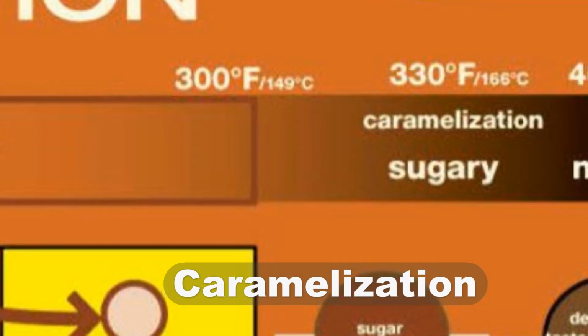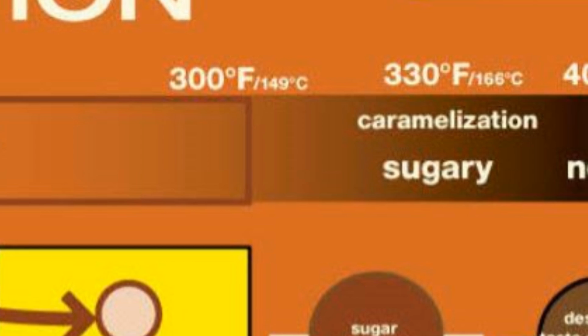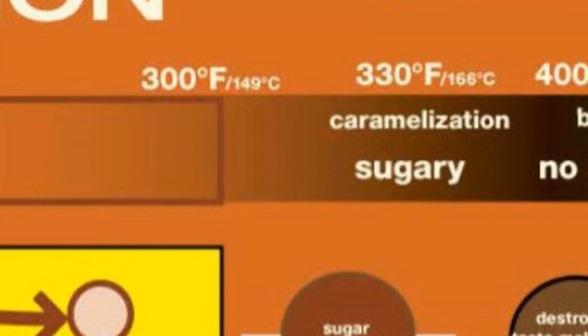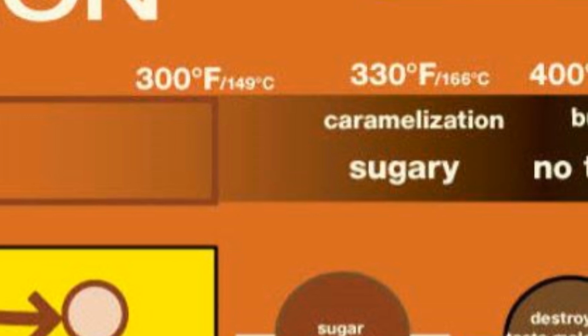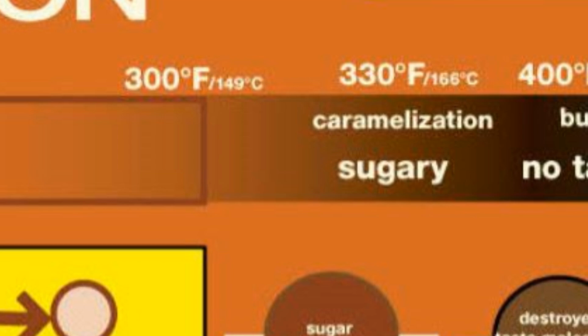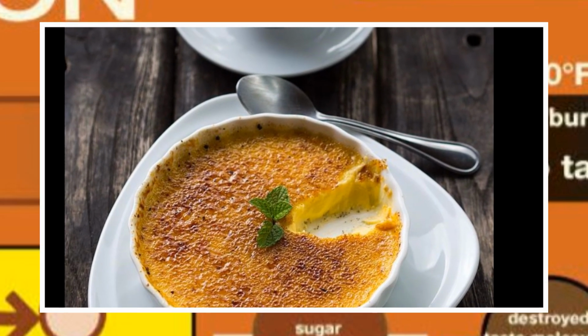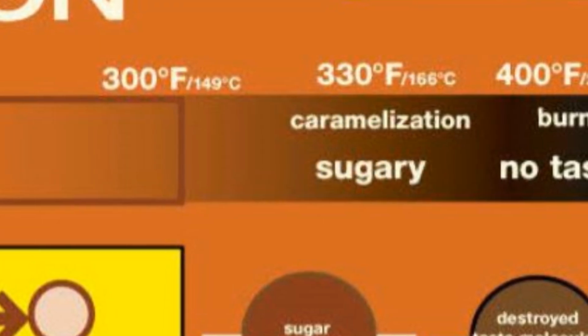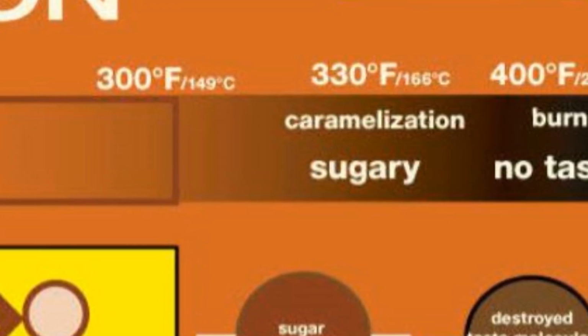Now, another important one is caramelization. Caramelization takes place when the temperature goes between 300 degrees to about 400 degrees. At this temperature, molecules, particularly sugar molecules on the surface of the food ingredient, start to caramelize. And this is very well known for creme brulee. You can notice that the brown color comes from this caramelization.